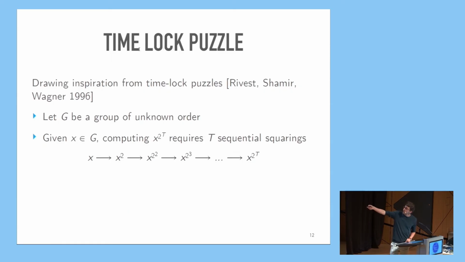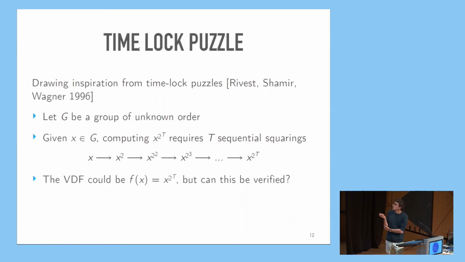So you take x, you square it, you square the result, you do this t times, and you get at the end x to the power 2 to the power t. And if you knew the order of the group, you could take 2 to the power t, reduce it modulo the order of the group, and obtain the final result as just one small exponentiation. But if you don't know the order of the group, it seems you have no choice but to compute the t squarings one after the other, and there is no shortcut.